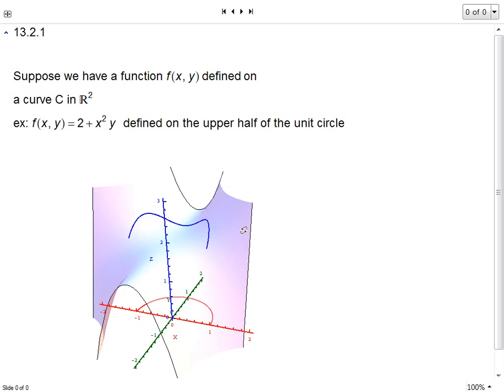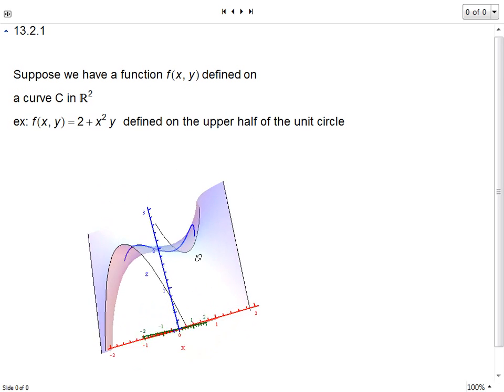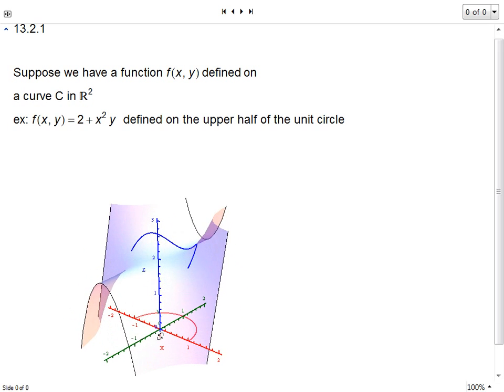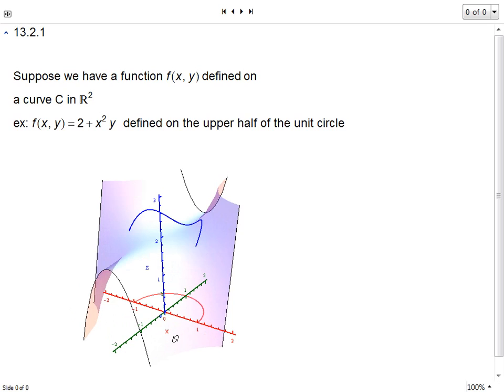So let's say we have a function f of x y defined on a curve. f of x y is a surface, right? There's my three-dimensional surface sitting out there. I'm defining it on a curve, which means I'm restricting its domain to some curve. In this particular case, I'm restricting its domain to just the outer edge of the upper half of the circle. Do y'all see that? If I take just the points on that circle and map just those points up into the surface, I get that blue curve on top.